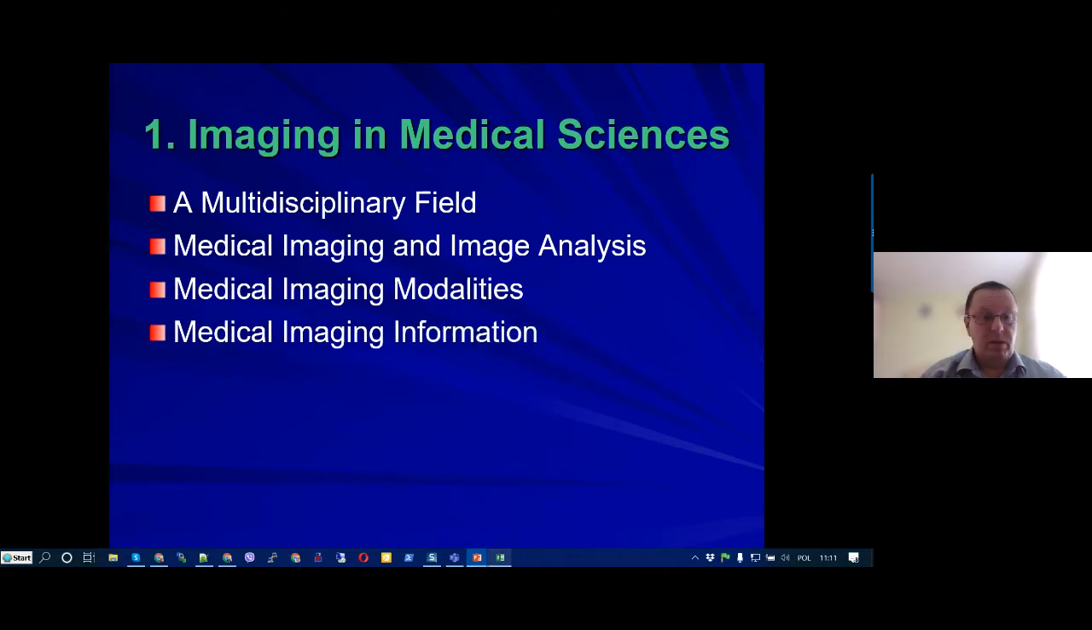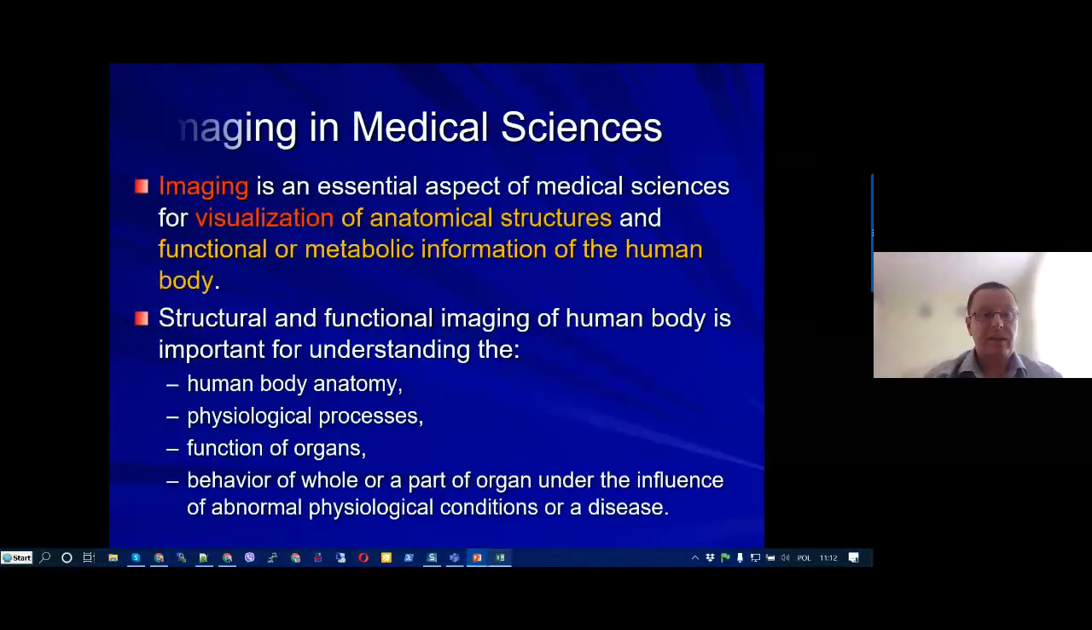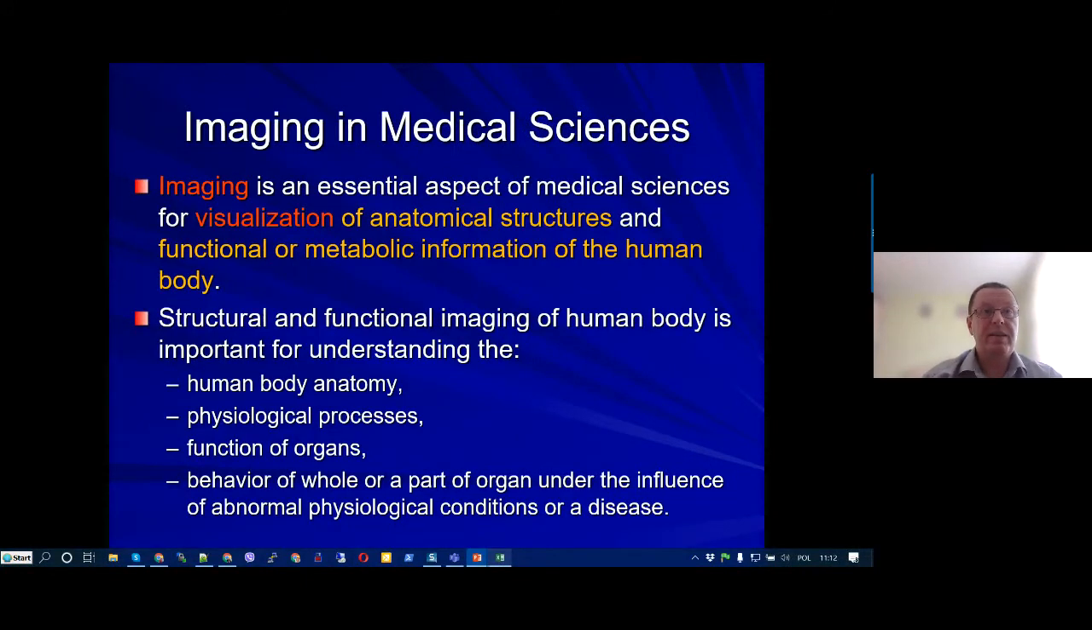When we talk about the usage of imaging in medical science, we must be clearly aware that it's a multidisciplinary field. We also need to provide a brief overview of the approach to medical images and image analysis within medical science, the kinds of information or modalities we can retrieve by medical imaging, and the type of information. So let's introduce what imaging is and its place.